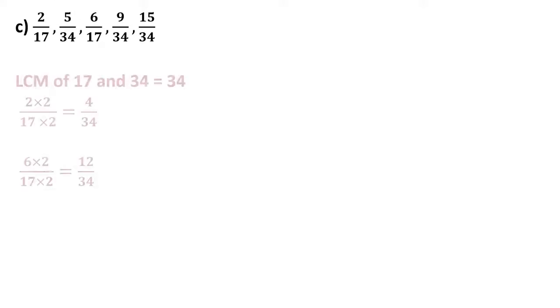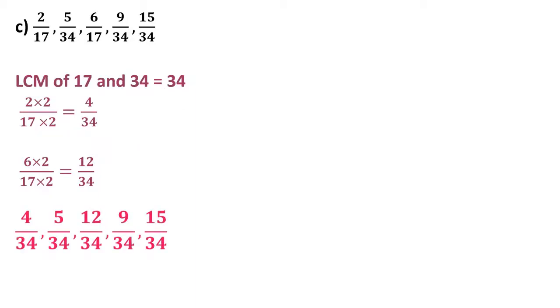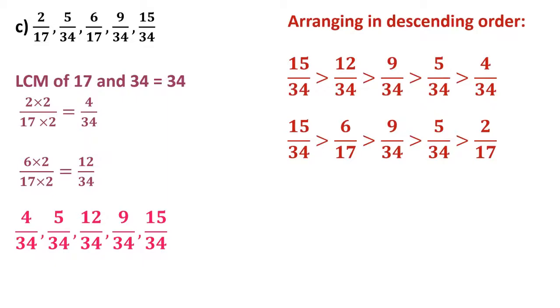So next question is also the same thing children. You can see the numerators and denominators are different, that is 34 and 17. So we have taken out the LCM and we have made all the equivalent fractions. Then we are comparing the numerators after making the like fractions. Okay, then we have got the descending order arrangement as it.